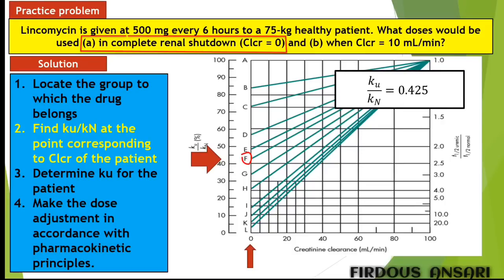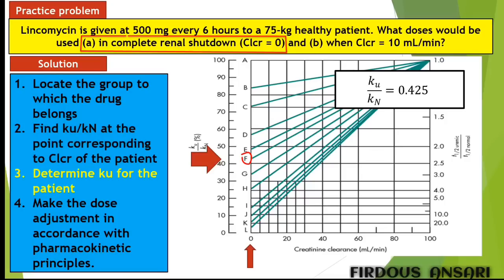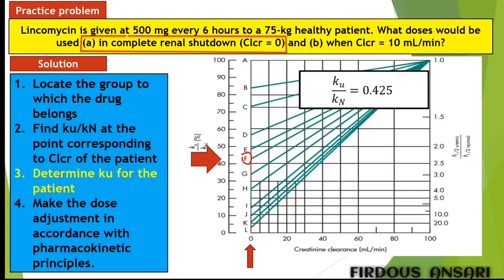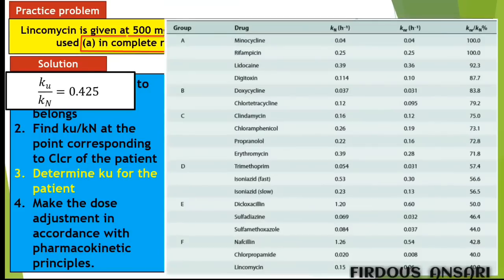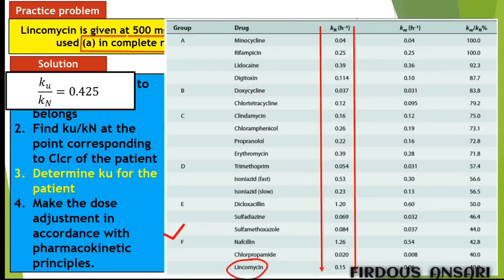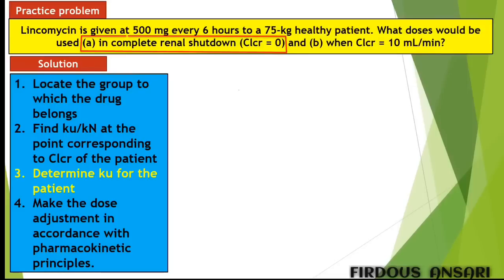Second step also completed. Third step, determine Ku for the patient. You use this table provided by Willing and Craig. Group F, the drug is lincomycin, and here you get the value of 0.15. So just for determining Ku, you get Ku equals 0.425 multiplied by 0.15. Very simple.